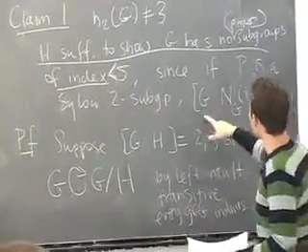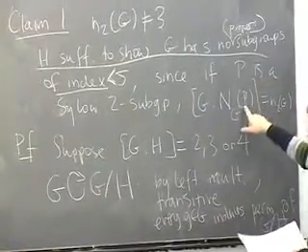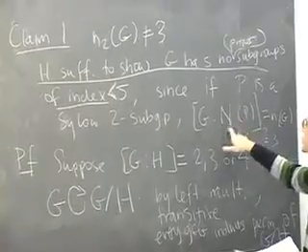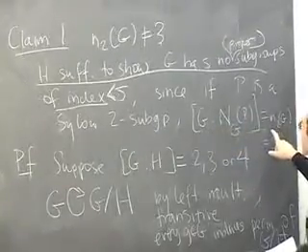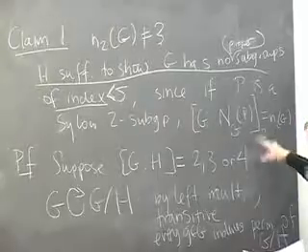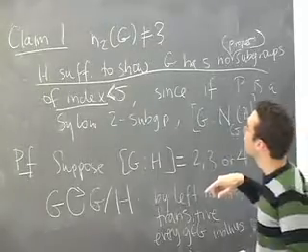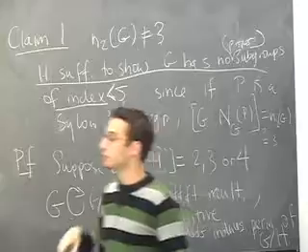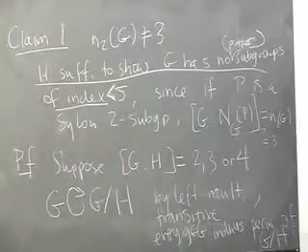And therefore, because the index of the normalizer of a Sylow 2 subgroup in G must equal the number of Sylow 2 subgroups, that number can't be 3, and so n2 of G is not 3. We've eliminated that case.